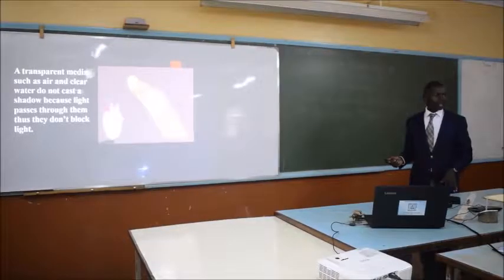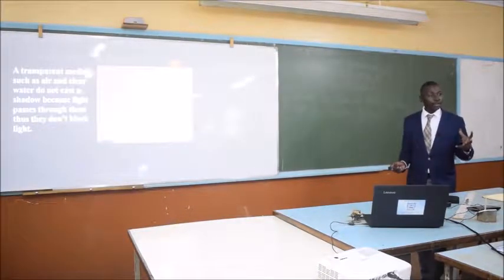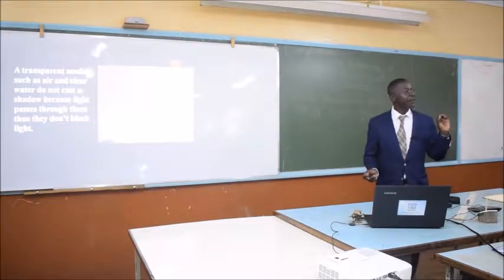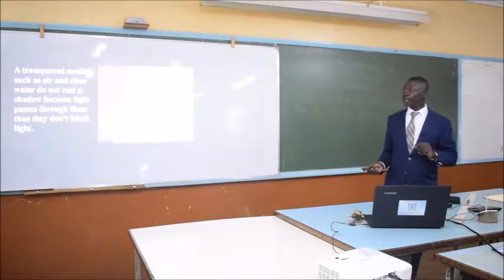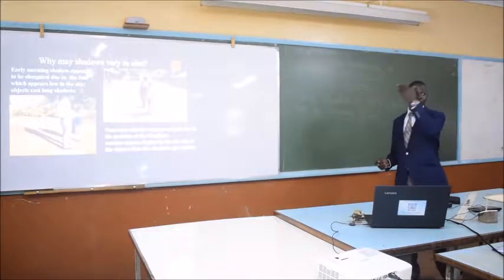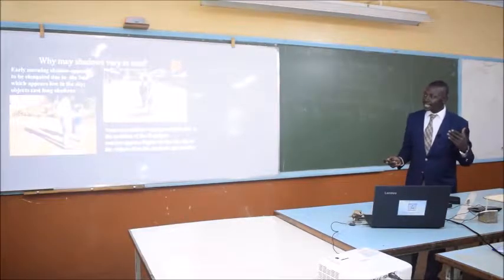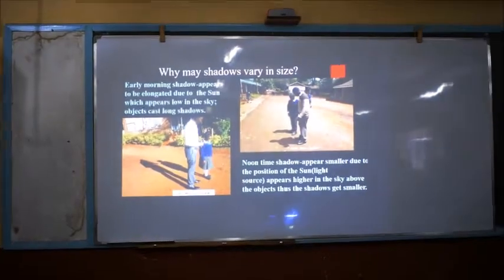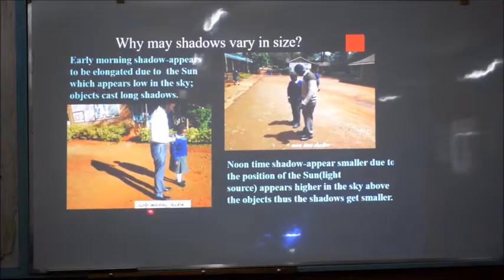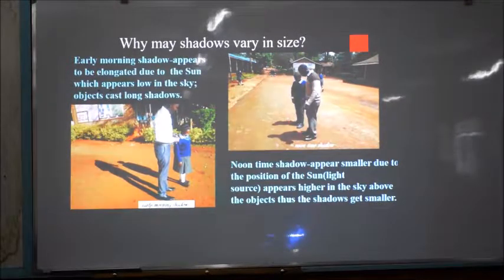Such materials like air and clear water will not cast shadows. We've already said that they are transparent, and therefore they allow light to pass through them, and therefore their shadow cannot be cast on the ground. Shadows may also vary in size, as you've seen earlier on. Looking at these two images, the teacher and the student here are of different size. Though their shadows, as I've noted down here, this is an early morning shadow. This other shadow here, the teacher and the student, is a noontime shadow.